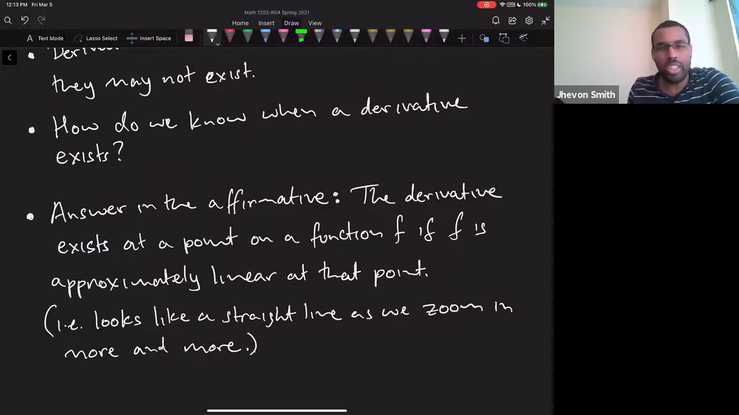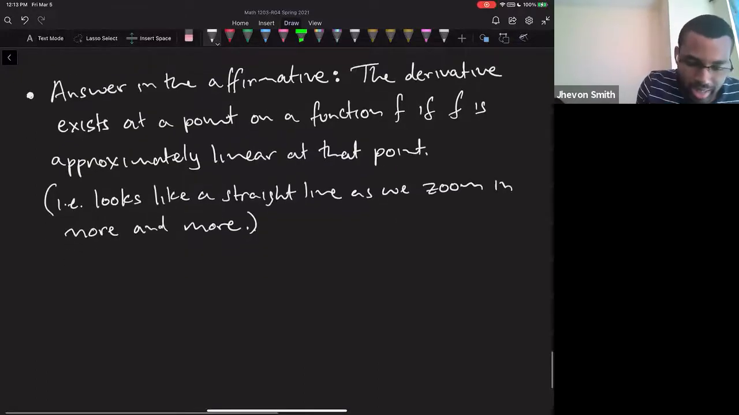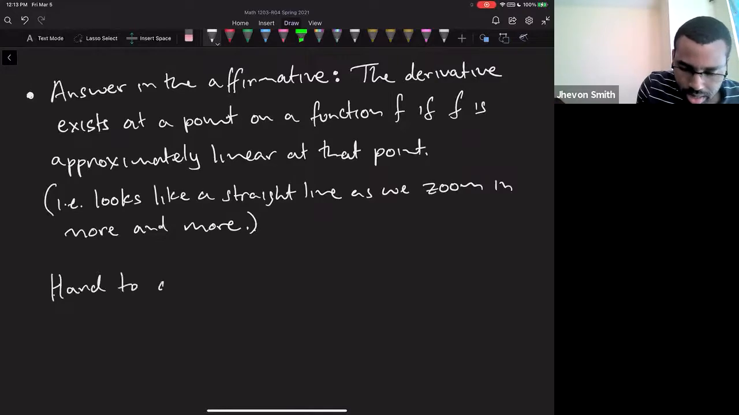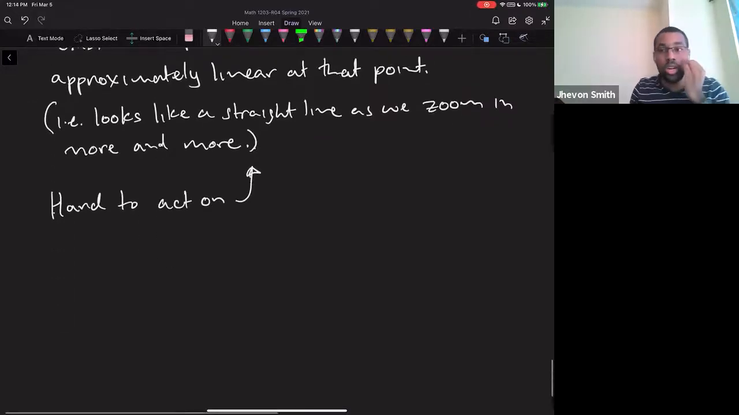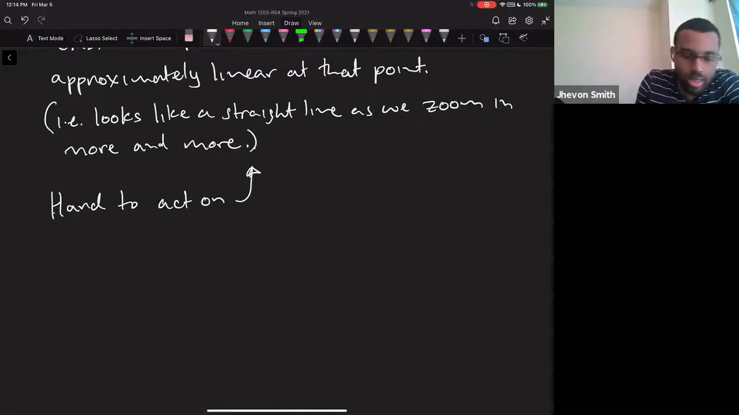Once a function actually does that, the derivative is going to exist there. It may be difficult to find, but it's definitely there somewhere. But that's hard to act on. So let's answer an easier thing to identify. When does it not exist?